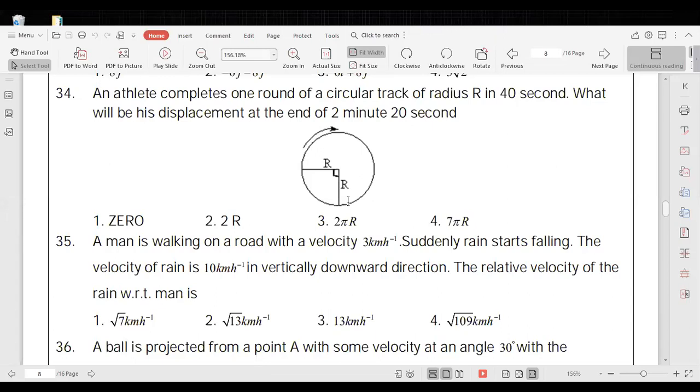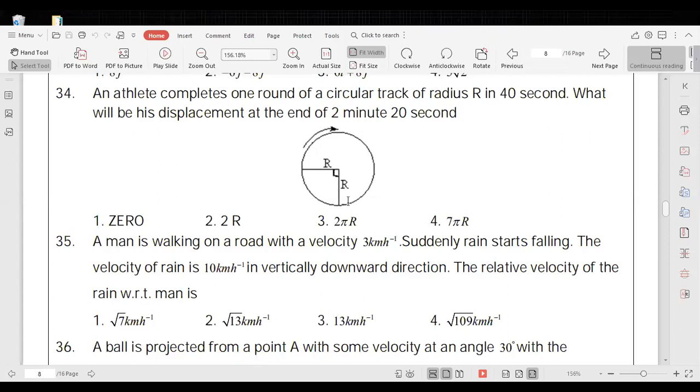An athlete completes one round in a circular track of radius r in 40 seconds. That means the time taken to complete one rotation is called the time period. Time period T is equal to 40 seconds, given. What will be the displacement at the end of 2 minutes 20 seconds?